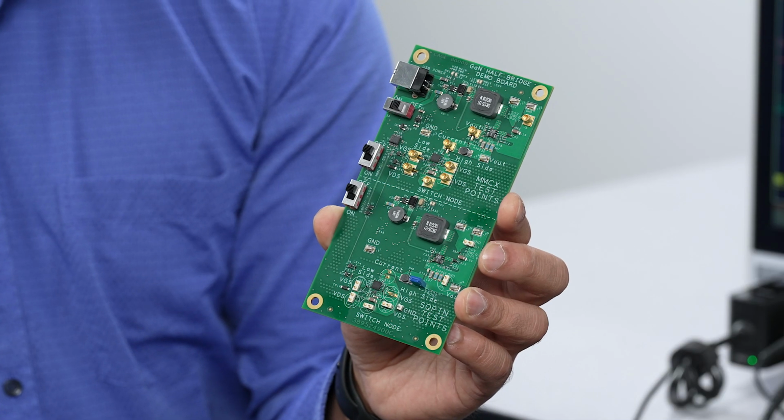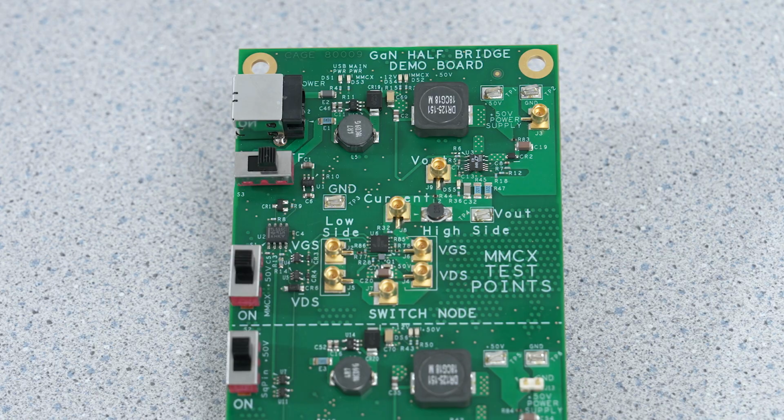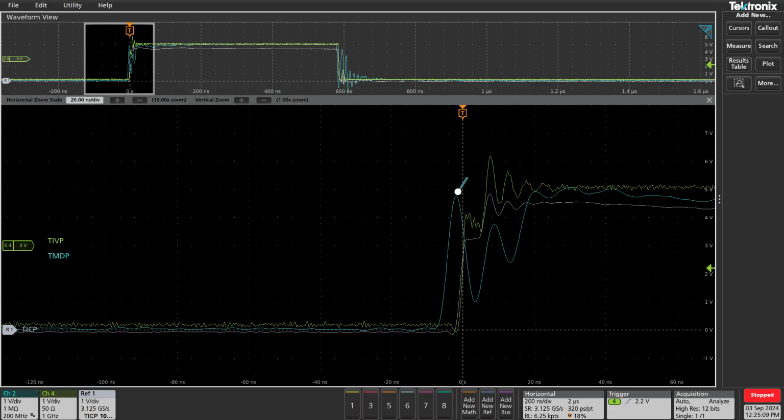I also have some results here from another power supply eval board. This one uses GaN FETs. With a 10x attenuator tip, I can use the TICP to look at VGS on the high side FET. With the differential probe, we see a lot of common mode interference across the gate resistor as it switches. You can see that here.